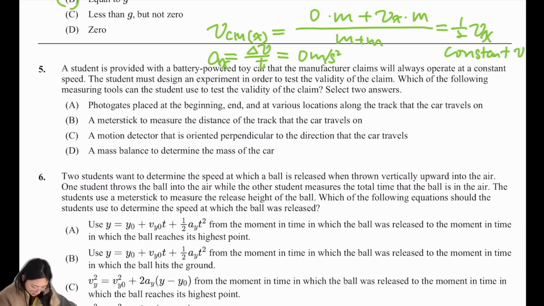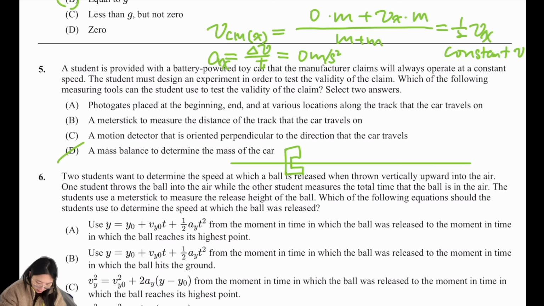Select two answers. I know D is not right, a mass balance. Measuring the mass has nothing to do with its position, velocity or acceleration. The photogate and motion detector are used pretty often when it comes to measuring the velocity, position or acceleration of a moving object. But remember that no matter which one you use, the photogate or the motion detector, you always have to put it along the track where the object is moving.